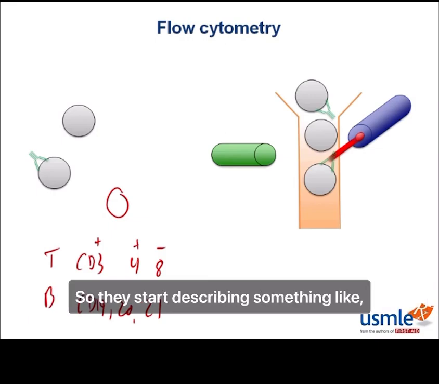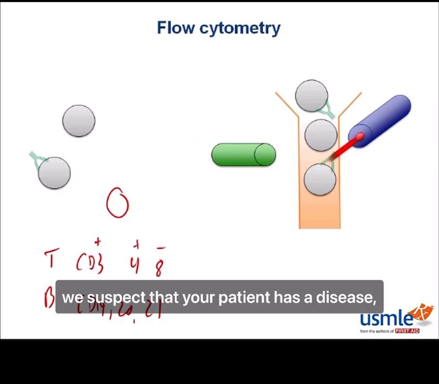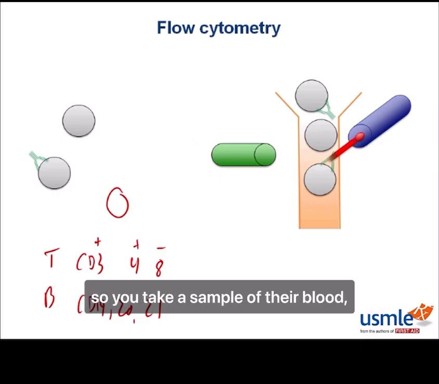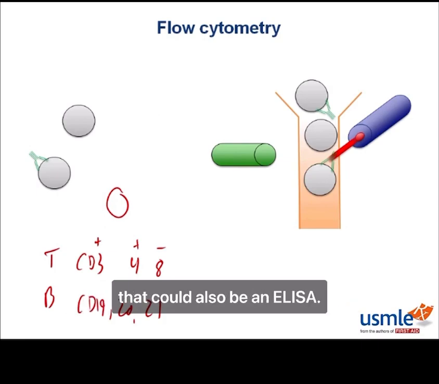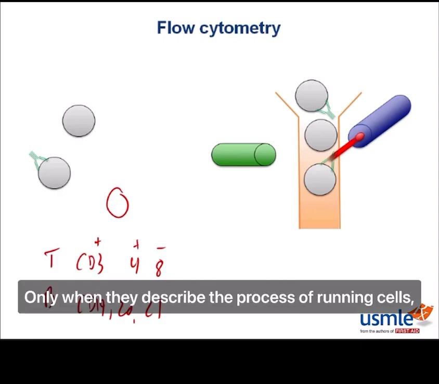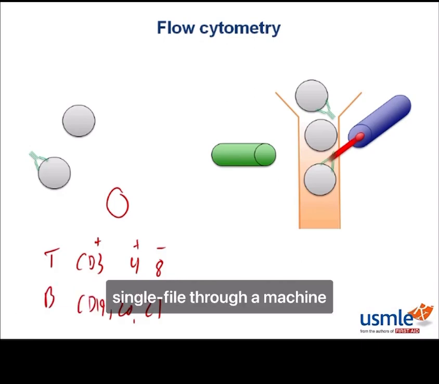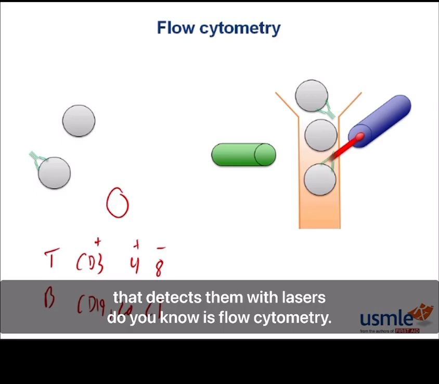So if they start describing something like, you suspect that your patient has a disease, so you take a sample of their blood and incubate it with antibodies that are conjugated to a label, then so far this could be flow cytometry, but it could also be an ELISA, which we'll talk about later. Only when they describe the process of running cells single file through a machine that detects them with lasers do you know it's flow cytometry.